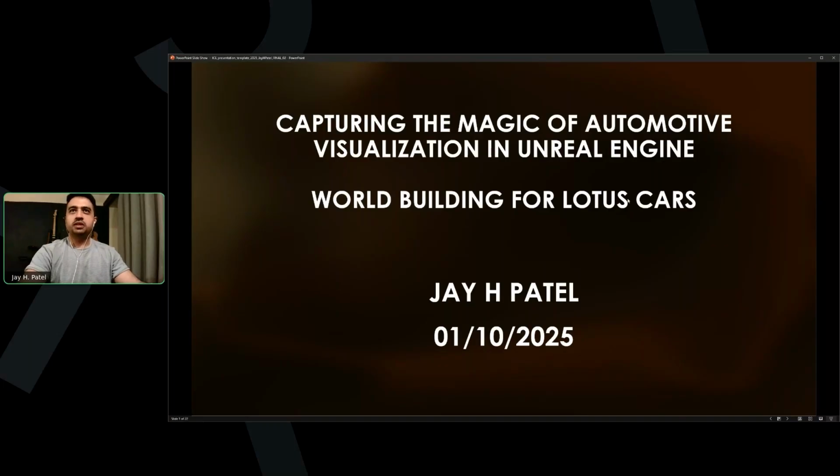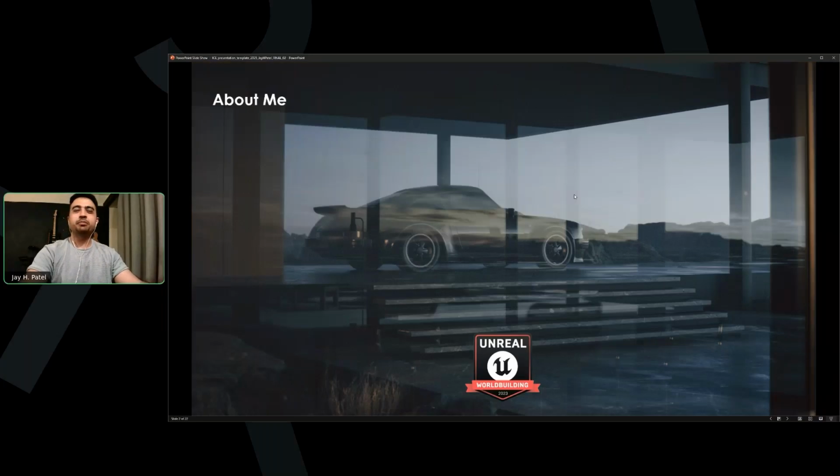So that's the title in a big font: Capturing the Magic of Automotive Viz in Unreal Engine / world building for Lotus cars. I should have started with my name. So my name's J.H. Patel. Moving on to the next slide, some background info on myself. I'm a CG generalist and director from Nairobi, Kenya, born and raised in Nairobi, Kenya.